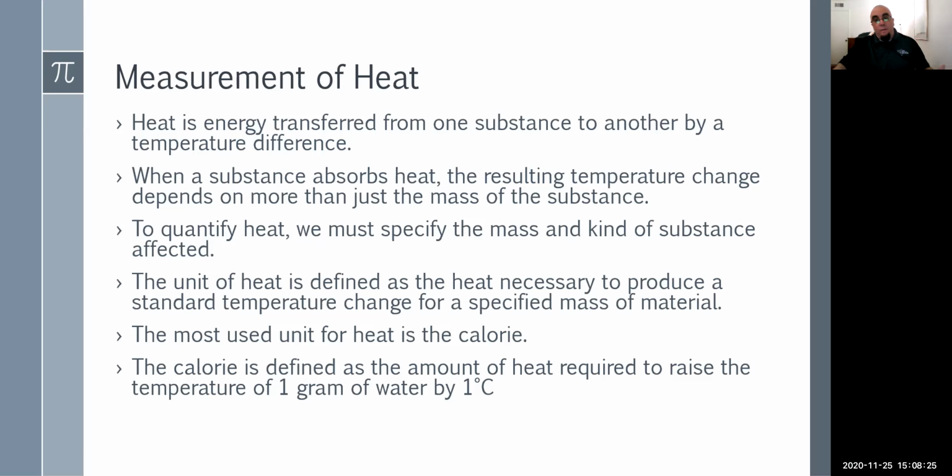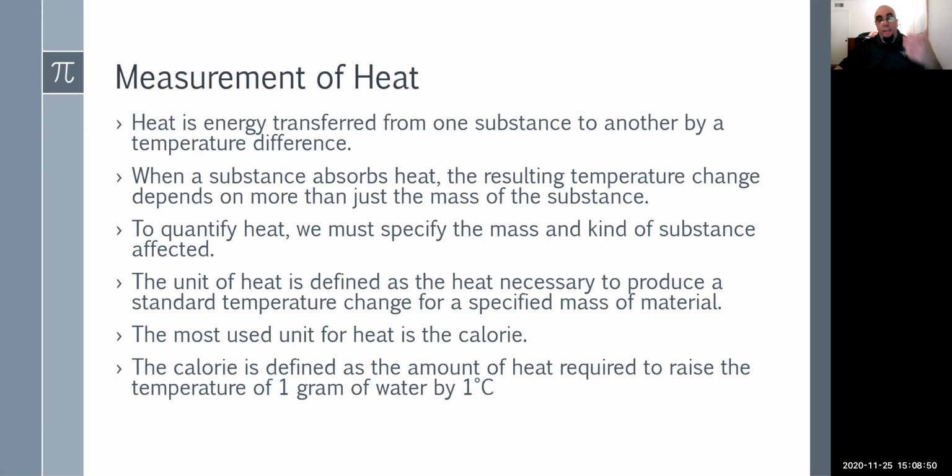So that unit that we use to measure the heat that an object can absorb or not absorb, we're going to talk about, is a calorie, right? A calorie is defined as the amount of heat required to raise 1 gram of that substance by 1 degree Celsius. In the case of this, we're going to talk about water, right? The calorie is defined as 1 gram of water by 1 degree Celsius. That's the specific heat of water.